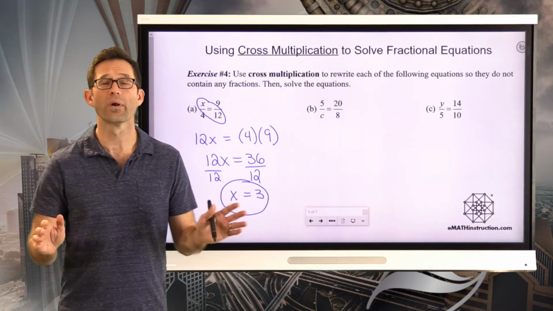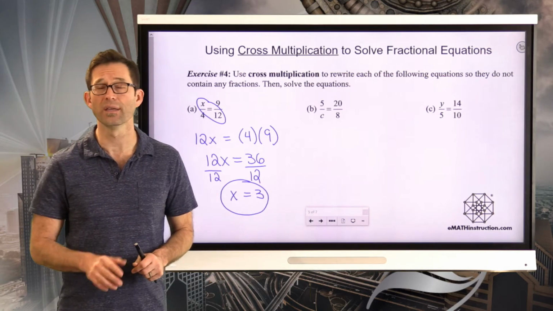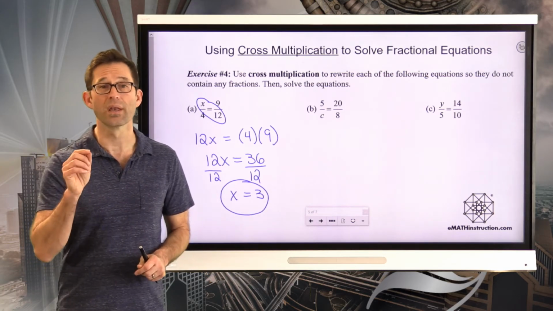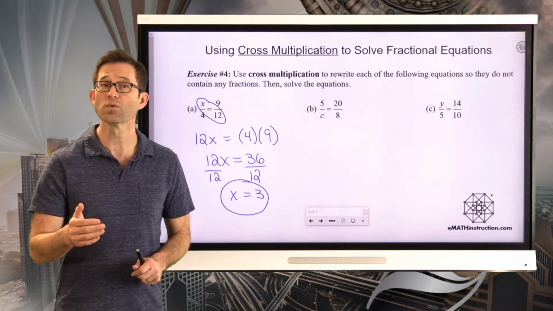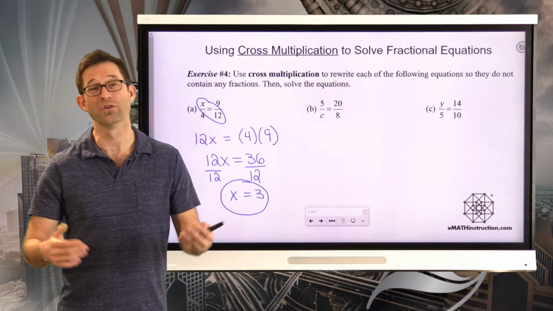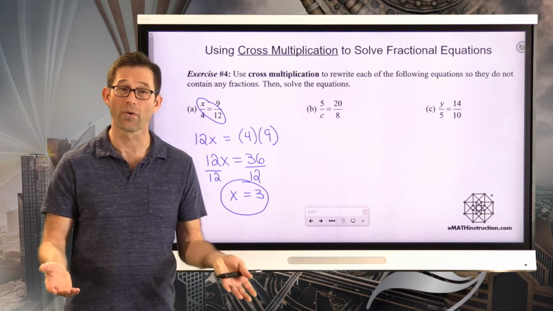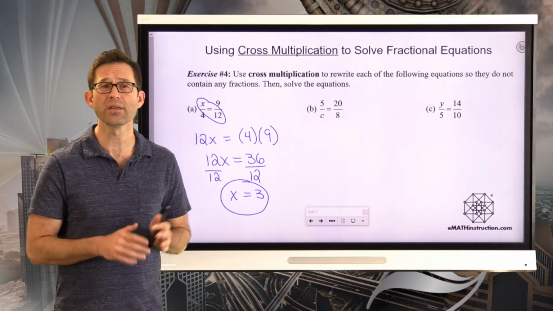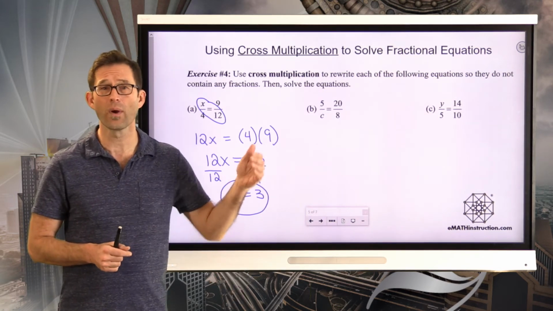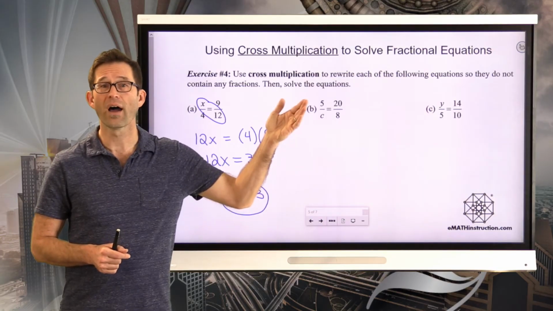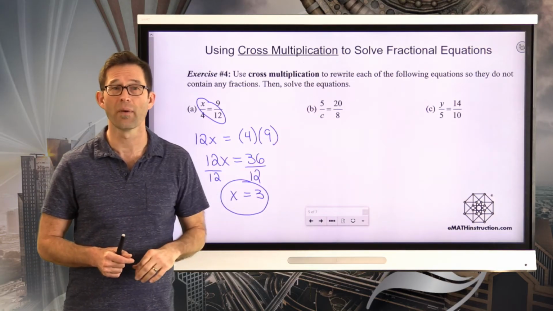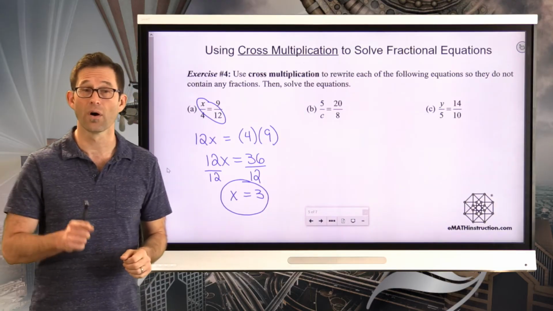Cross multiplication is one of the most important equation solving techniques in all of algebra. We're going to be using it extensively in this course because we're going to be doing a lot of work with ratios, and ratios involve fractions, etc., etc. So this is an amazingly great technique because you can take an equation like this one, 5 divided by c equals 20 divided by 8, and you can easily now solve for c.